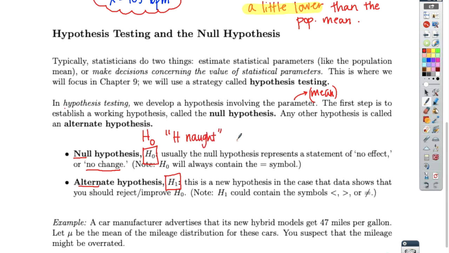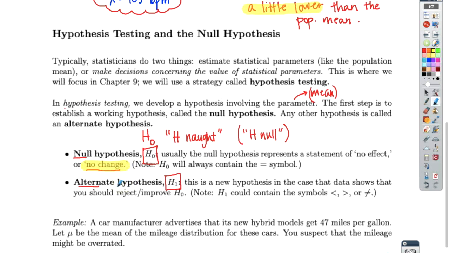H naught. Some people might say it as H null, but we're going to say H naught. So the null hypothesis is H naught. Again, the null hypothesis means that there's no change to our data.